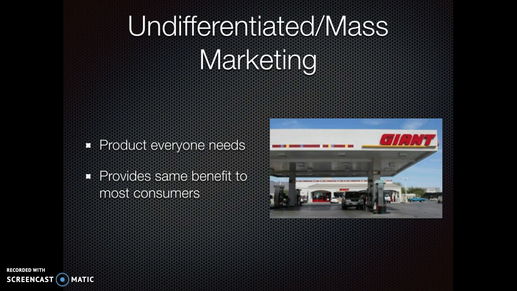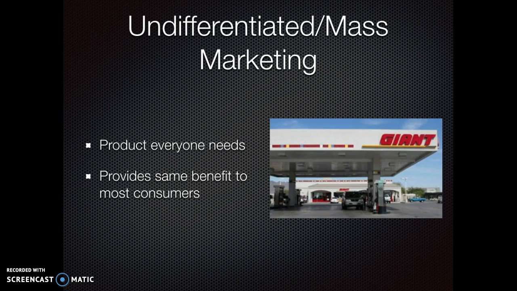First, we have undifferentiated or mass marketing, which involves a product that everyone needs, and it should provide the same or similar benefits to most consumers. This is most effective for general markets. A common example for this would be gasoline for automobiles.